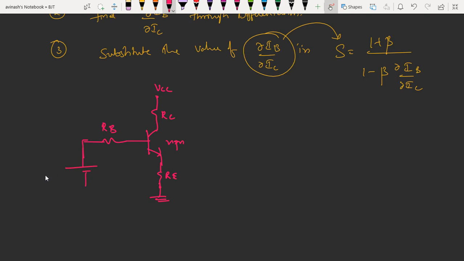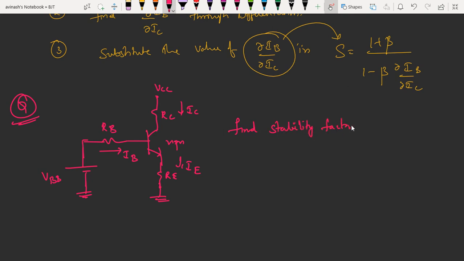Let us consider this is the base voltage, connected to this one, and this is the base current. This will be the collector current, and this will be the emitter current. And we are asked to find the stability factor.